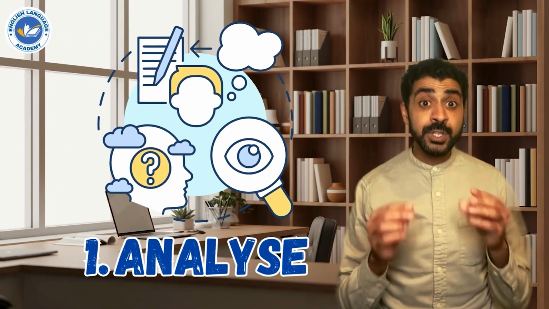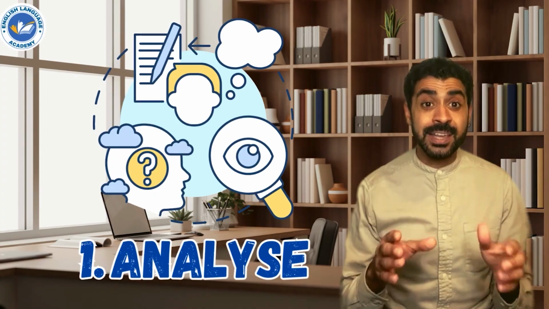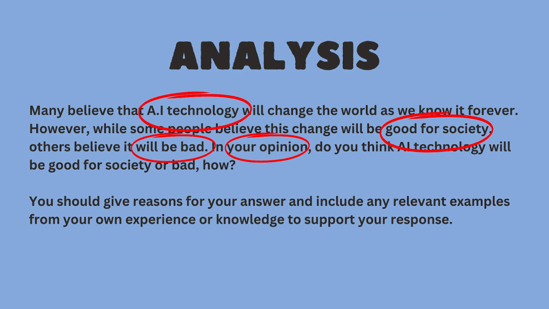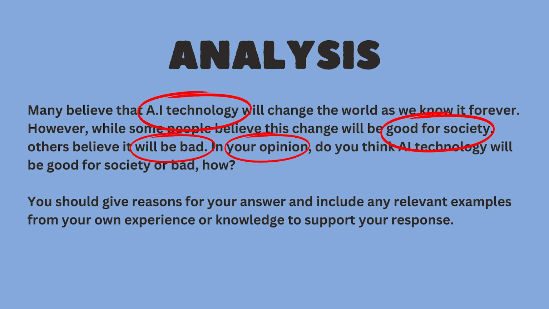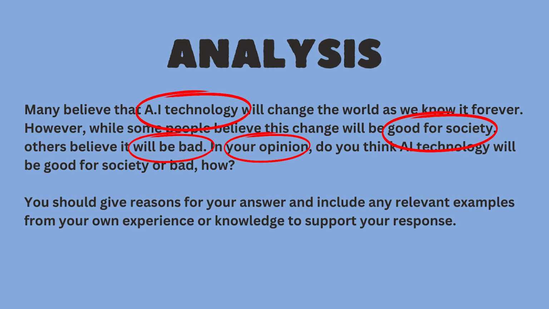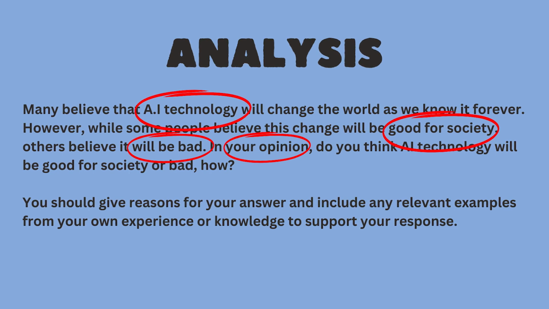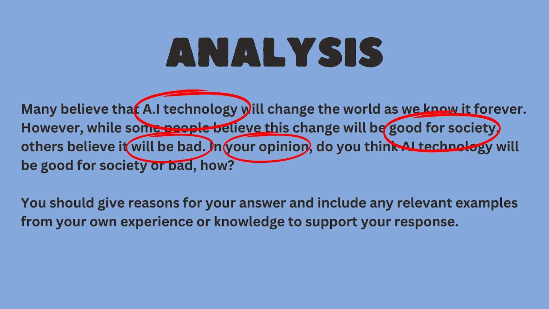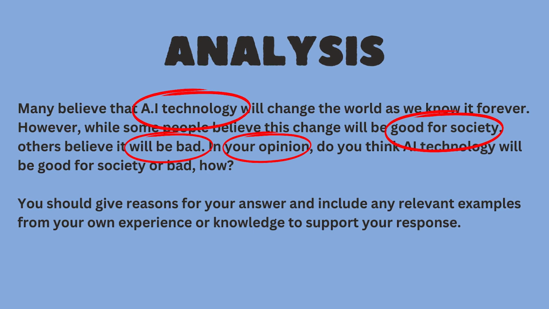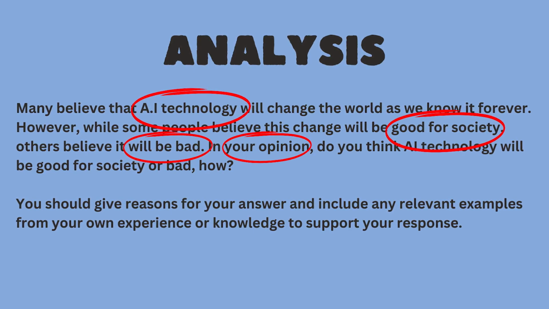Your first step should be to analyze the question itself. Initially, you want to identify and circle key words in your question. What this question is asking you is pretty clear. Its main topic is AI, its impact on society, and it wants to know whether you think this impact will be good or bad. This question is what we call an opinion-based question.